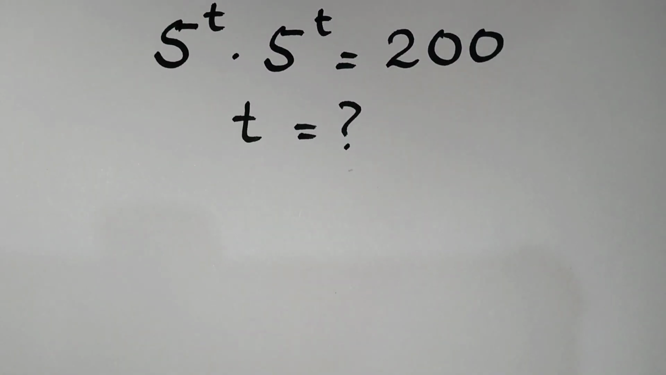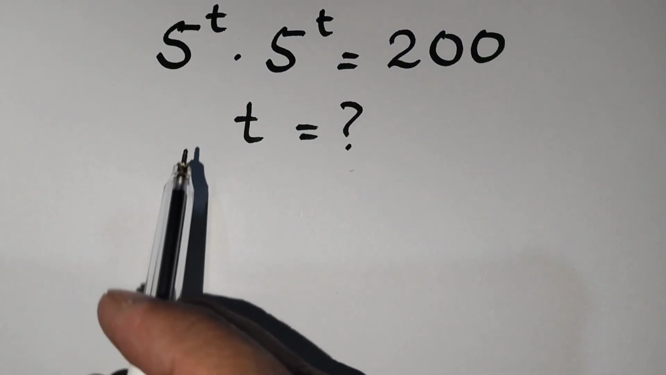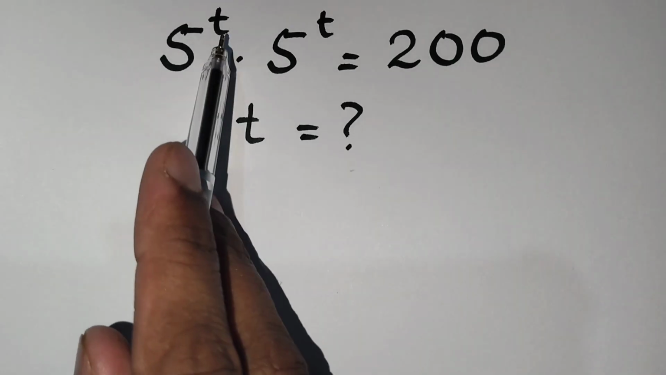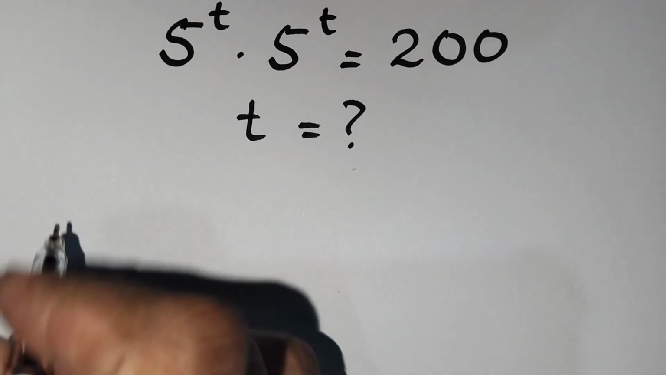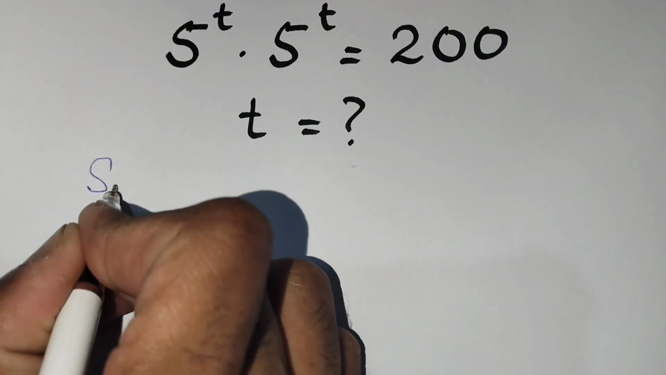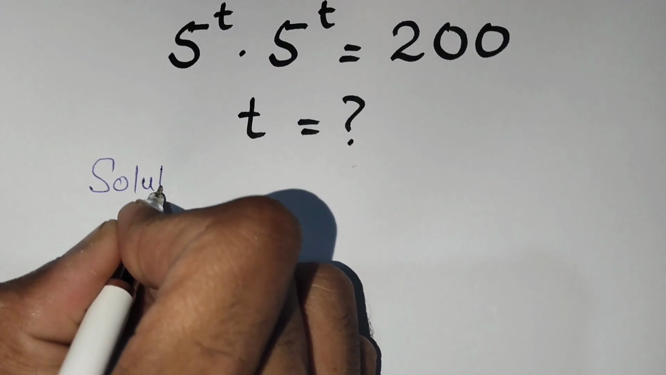Hi everyone, can you solve this exponential equation? 5 power t times 5 power t is equal to 200. Find the value of t. Let's start the solution of this question.